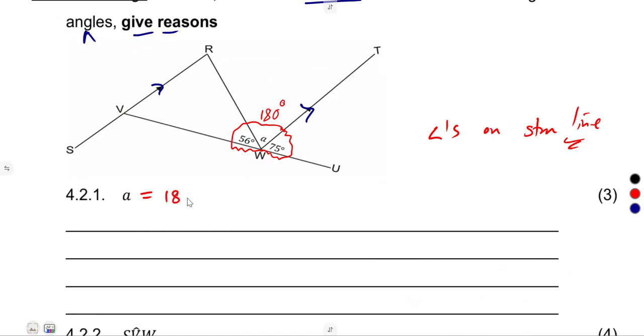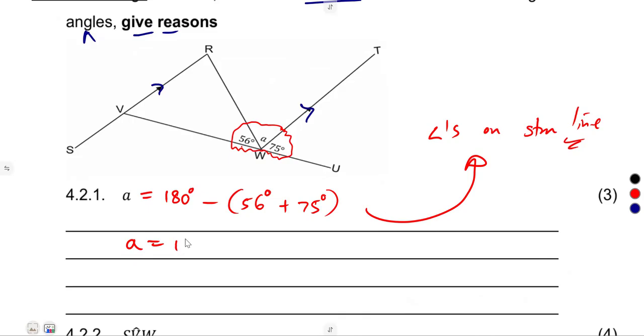So it's simply going to be 180 minus, you add the 56 and the 75, the other angles that are on a straight line. Remove them from what? From 180. Because we said all these three angles sum up to 180 degrees. Angles on a straight line, right? So that is going to be your reason there.